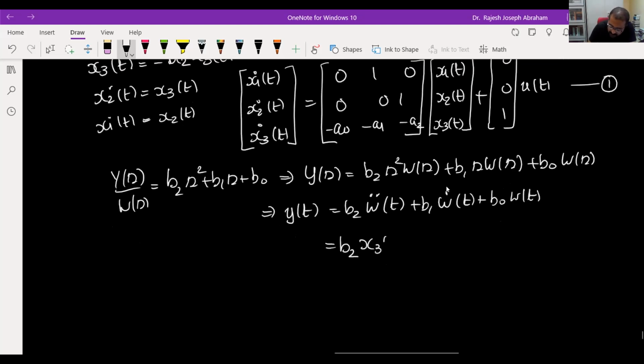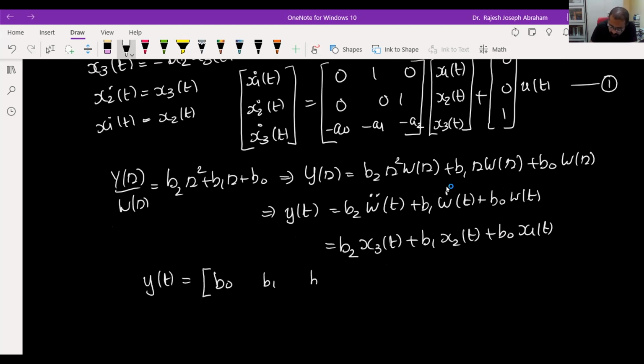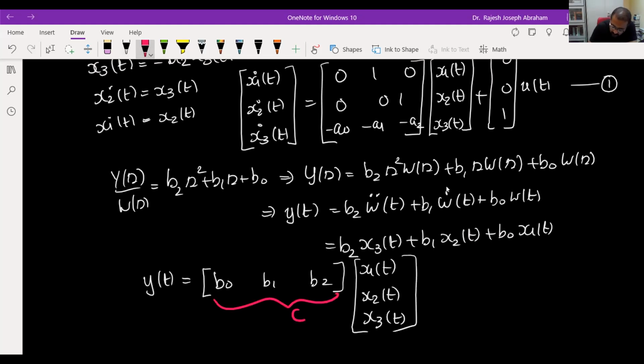B2 into x3 of t plus B1 into x2 of t plus B0 into x1 of t. So what will be the output equation? Y of t equals C x. What is C here? C will be B0, B1, B2, and x is nothing but x1 of t, x2 of t, x3 of t. Okay, so this is my C. This is A and this is B.